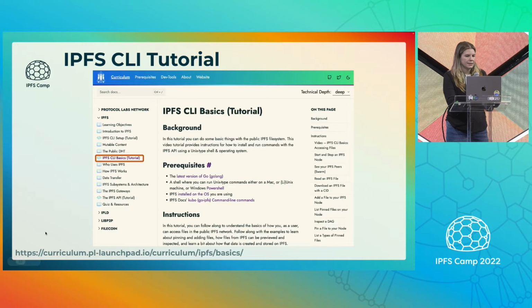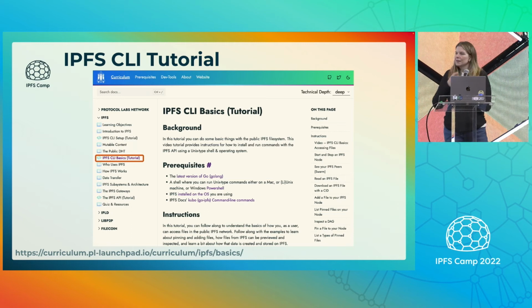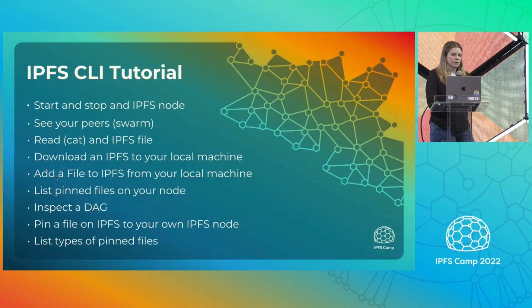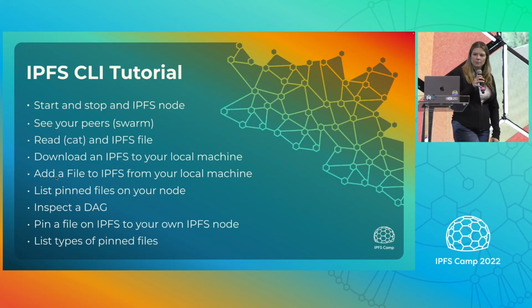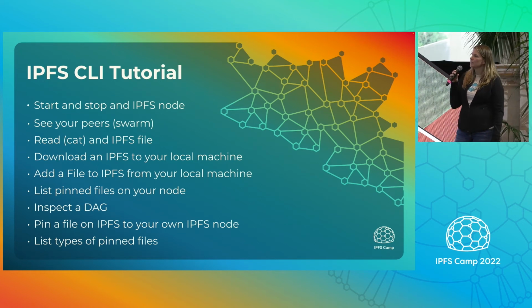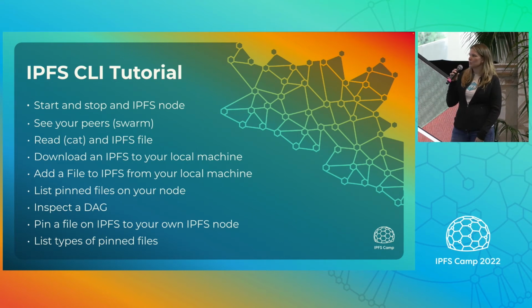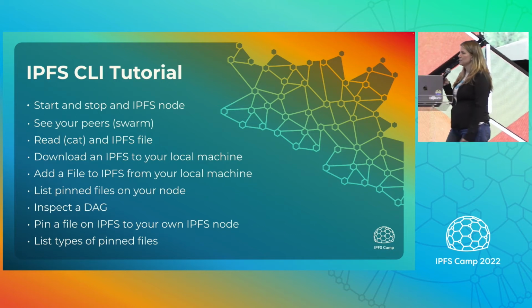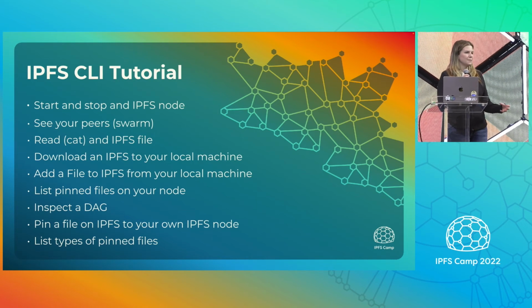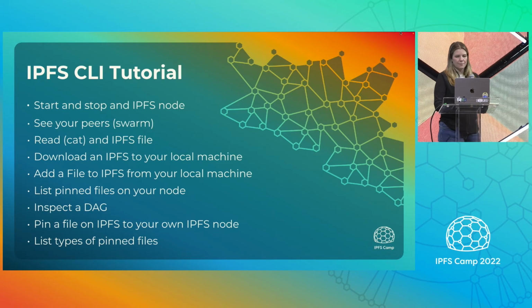The third option is the IPFS CLI tutorial, so you already have it installed and you want to start exploring it. It is in the deep or shallow toggle. In this one, you will start and stop an IPFS node. Oh, typo. See your peers, read, cat an IPFS file, download an IPFS file to your local machine, add a file to IPFS from your local machine, list pinned files on your node, inspect a DAG, and pin a file on IPFS to your own IPFS node. And some of these concepts, you kind of need to get your hands on to understand that it's a little bit different than our client-server model of file sharing. And then you can list the type of pinned files on your IPFS node.